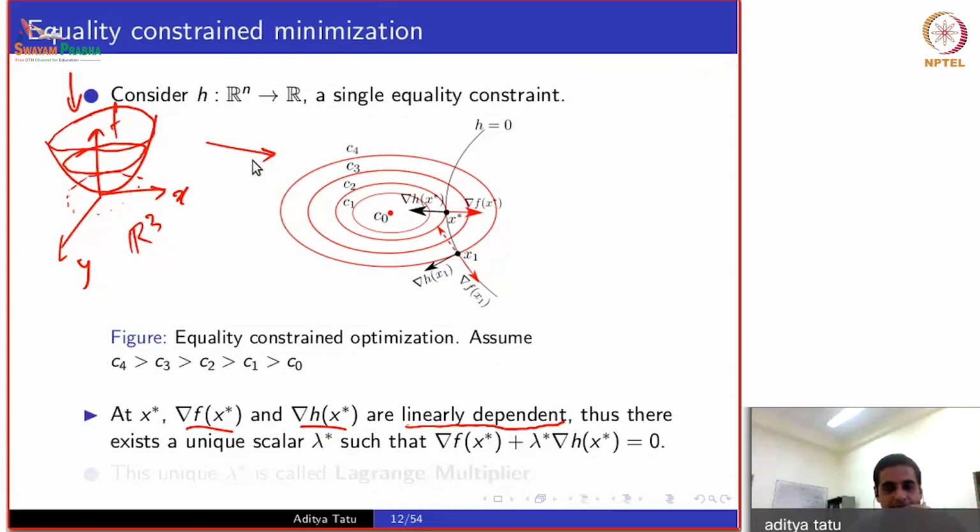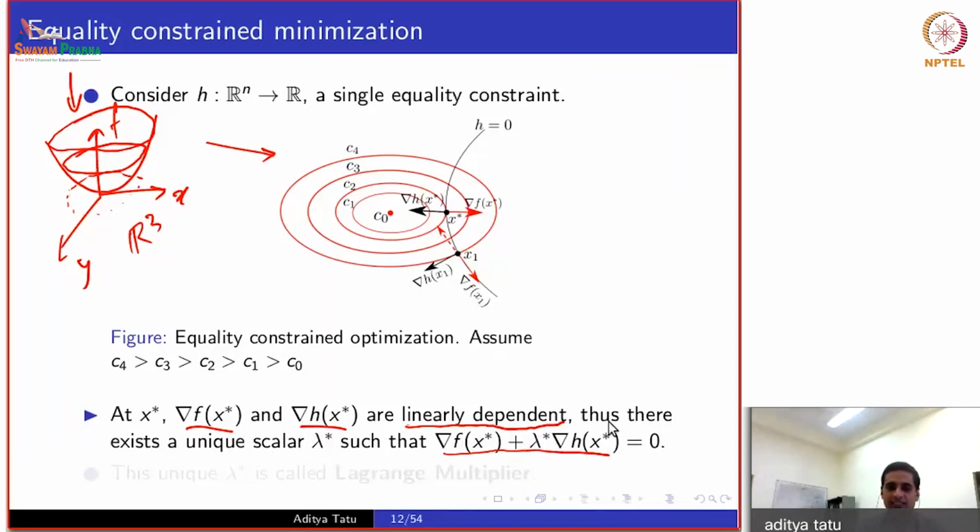Okay. So the conclusion is that these two vectors are supposed to be linearly dependent, which means that one can express one vector as a scalar times the other vector. So what is this equation? Gradient of f plus some number lambda star times gradient of h must be 0.